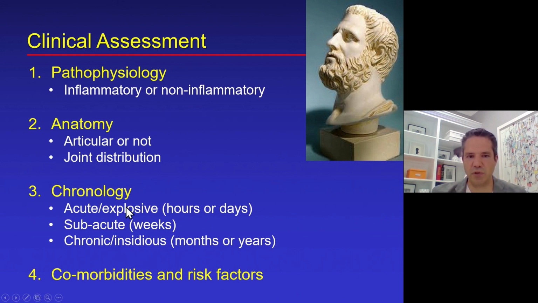Something that comes on explosively is often addressed differently and has different diagnostic possibilities than someone with more chronic symptoms. And then comorbidities do come into play. Patients who have diabetes, heart disease, obesity and renal disease, you might be thinking about gout, whereas someone who has intravenous drug use, you should be thinking about septic arthritis more.